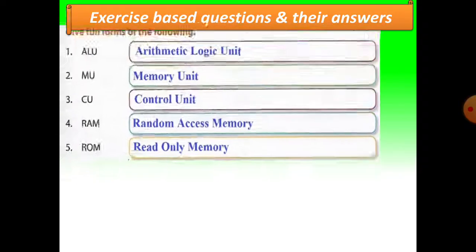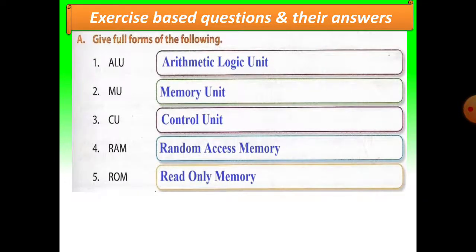Next is, give full forms of the following. Number 1, ALU, arithmetic logic unit. Number 2, MU, memory unit. Number 3, CU, control unit. Number 4, RAM, random access memory. Number 5, ROM, read only memory.